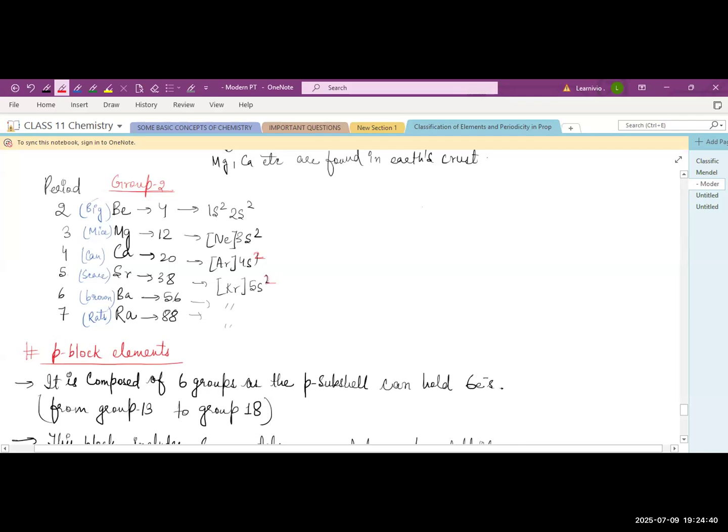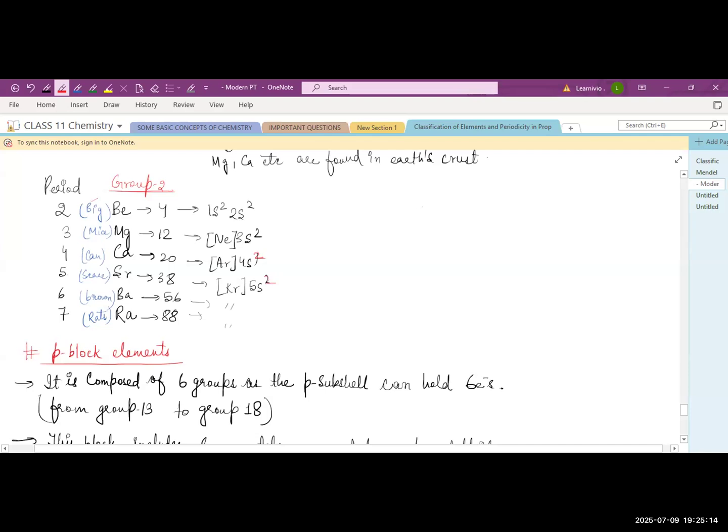You can use this mnemonic: Big mice can scare brown rats. Accordingly, you can remember the elements of group number two: beryllium, magnesium, calcium, strontium, barium, and radium. Beryllium atomic number 4, magnesium 12, calcium 20, strontium 38, barium 56, and radium 88.